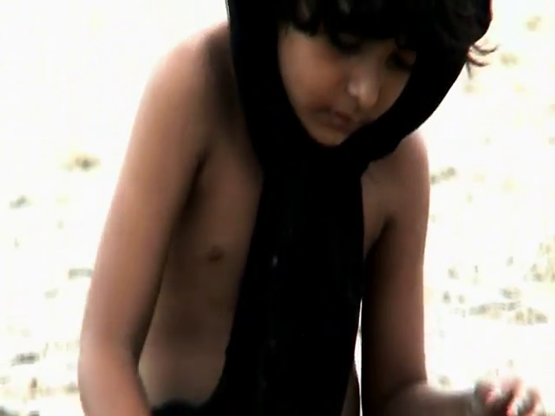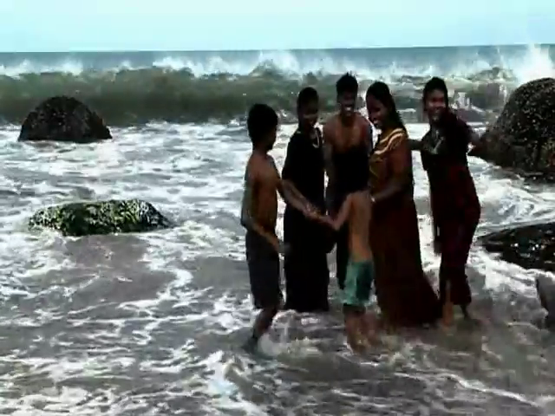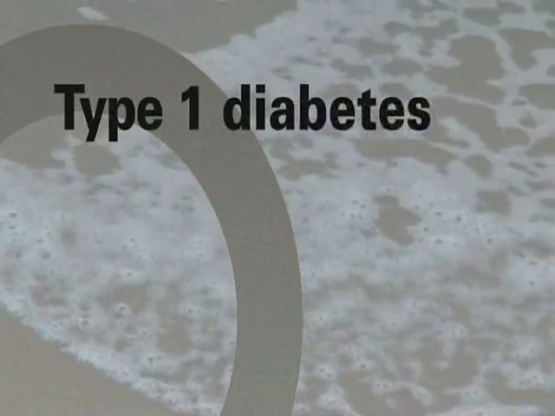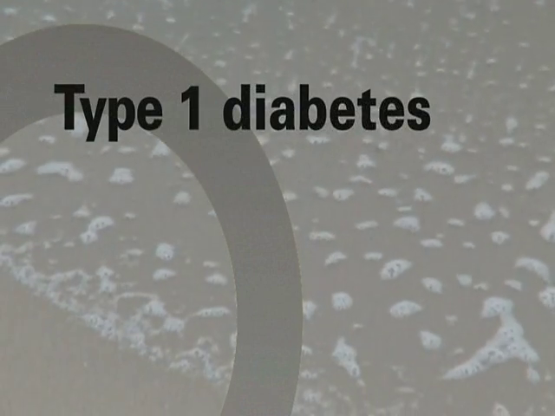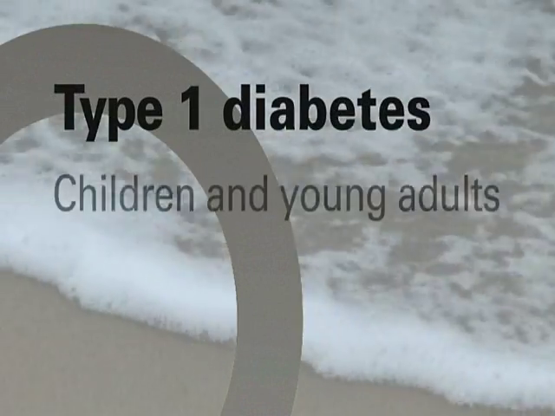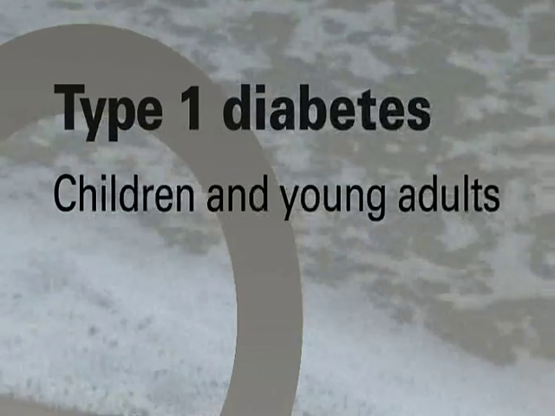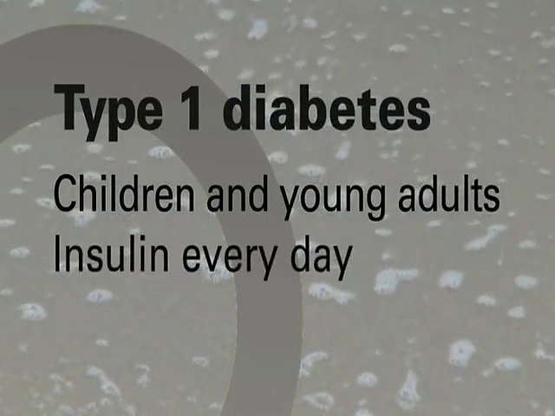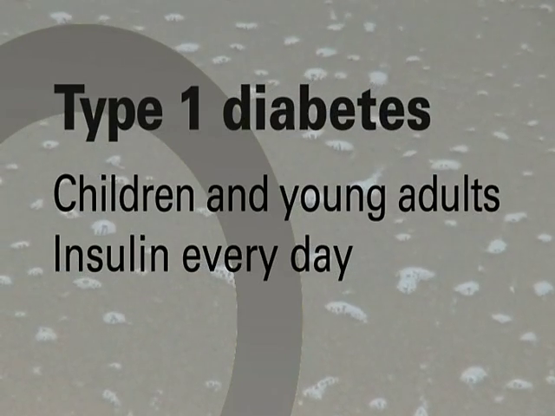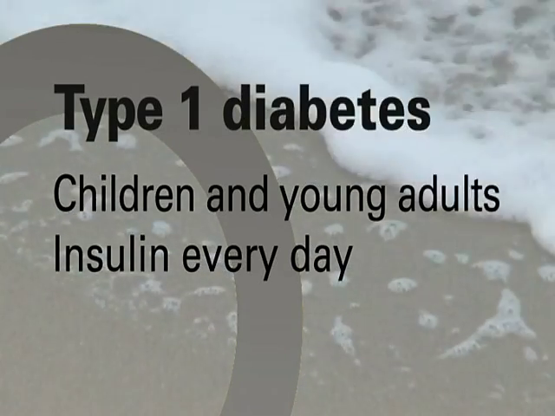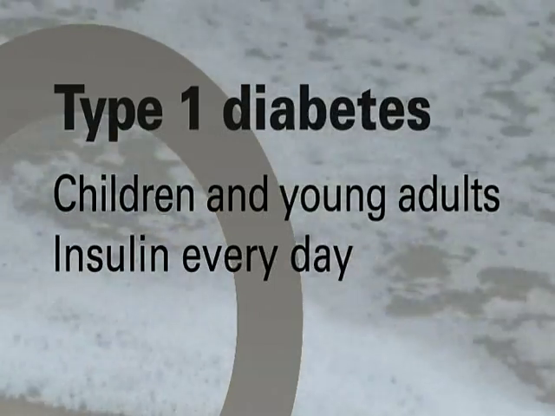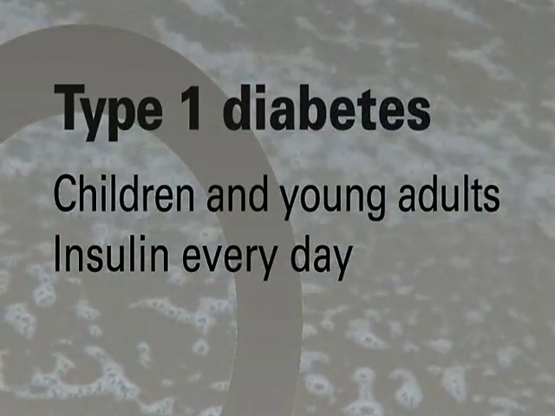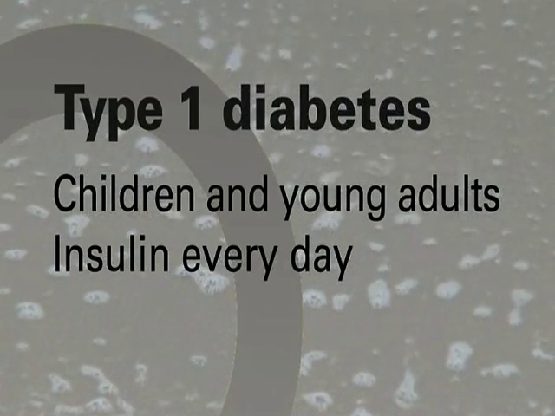Diabetes is a chronic, potentially debilitating, and often fatal disease. There are 2 main types of diabetes. People with type 1 diabetes produce very little or no insulin. The disease can affect people of any age, but usually occurs in children or young adults. People with this form of diabetes need injections of insulin every day in order to control the levels of glucose in their blood. If people with type 1 diabetes do not have access to insulin, they die.